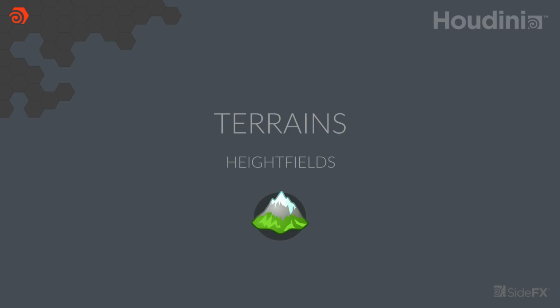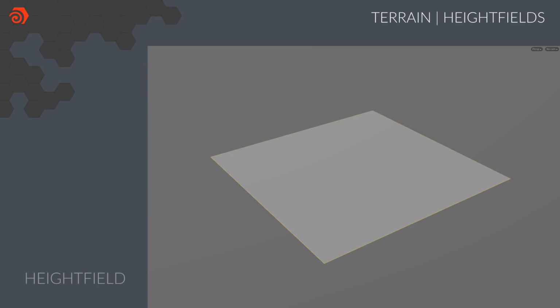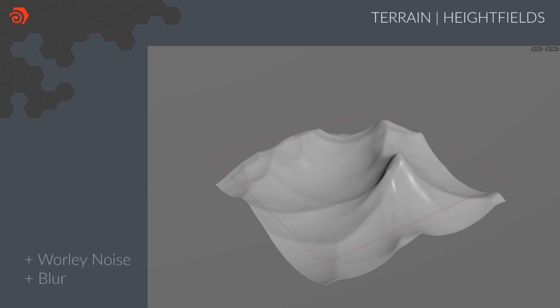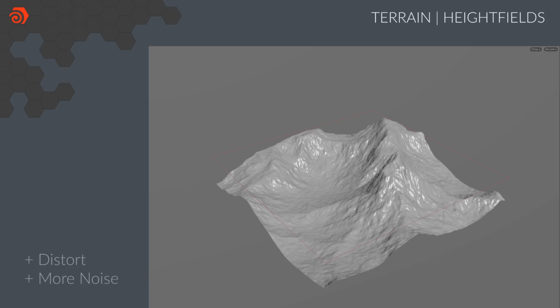The final chapter involves volume-based height fields to build terrains. So in this case, you start off with a simple height field. This is defined as a volume. And as you go in and start layering other nodes to it, you can do things like add noise and blur, add a distortion and more detailed noise onto that.